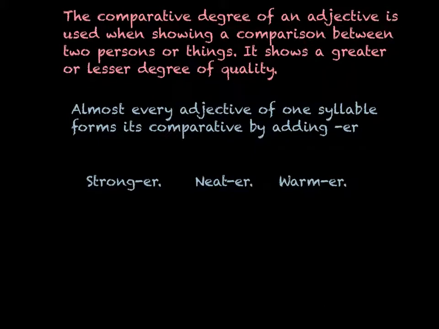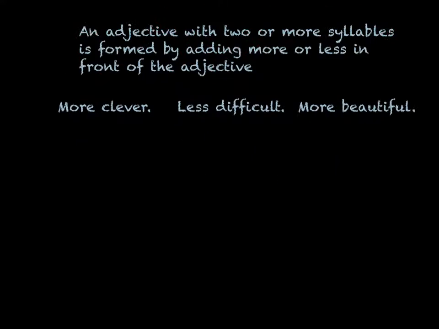Consider these 3 examples. The adjective strong, add er, stronger. The adjective neat, neater. The adjective warm becomes warmer. Consider the adjectives clever, difficult, and beautiful. We can do a comparative by adding more clever, less difficult, more beautiful.